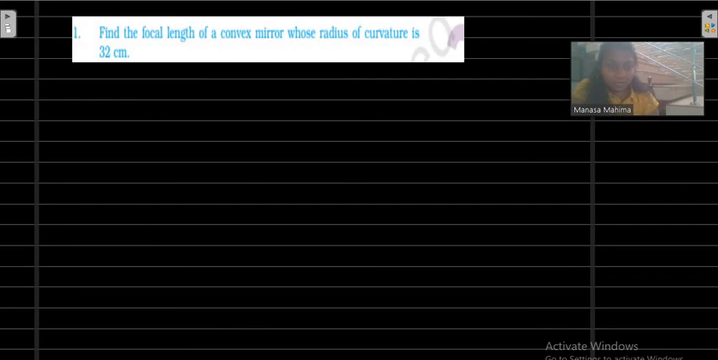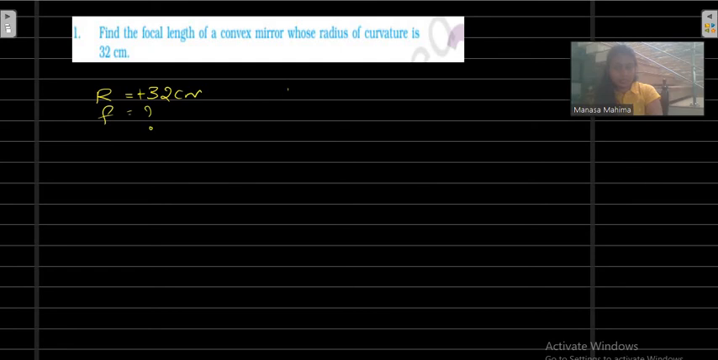Yes, this is the question which they have given in your book. Okay, find the focal length of a convex mirror whose radius of curvature is 32 centimeter. Yes, here what they have given? They have given the radius of curvature as 32 centimeters, right? Since we are talking for a convex mirror, we have to take that with a positive sign, correct? We have to find the focal length.